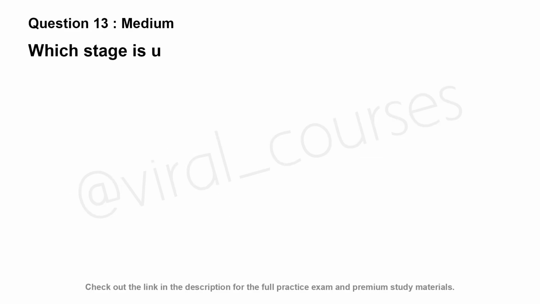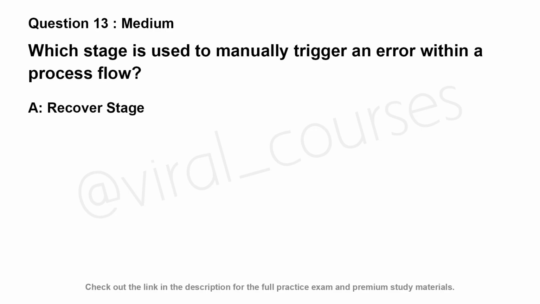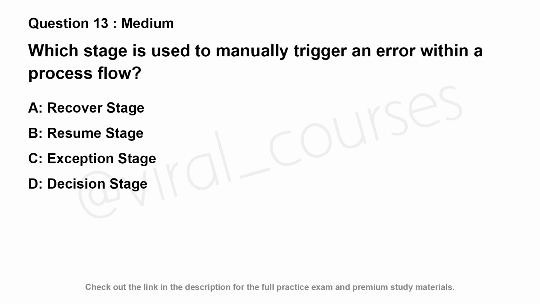Which stage is used to manually trigger an error within a process flow? Option A. Recover stage. Option B. Resume stage. Option C. Exception stage. Option D. Decision stage.